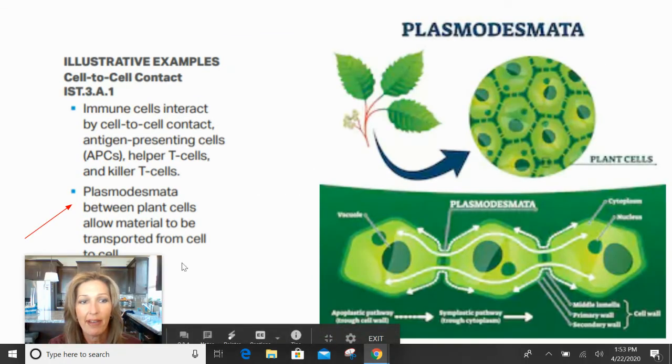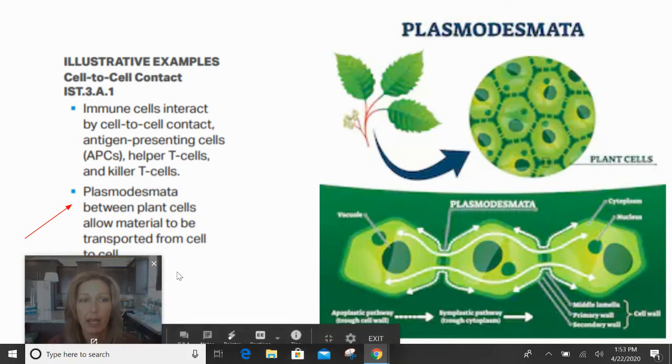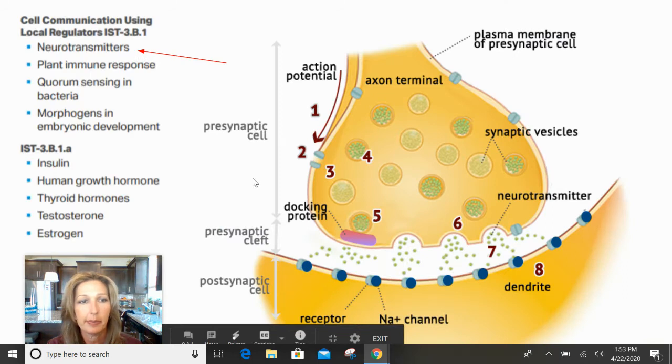Another example that you have had is with plasmodesmata. When we talked about plant cells, through the cell wall, there's these pores, these plasmodesmata that allow materials to move from one cell to the next in order to have a cell to cell communication.